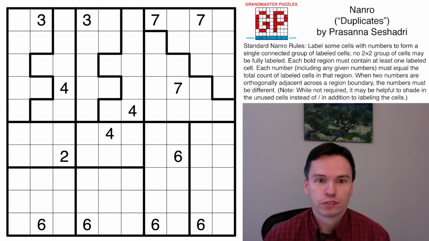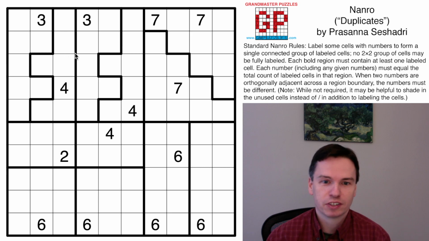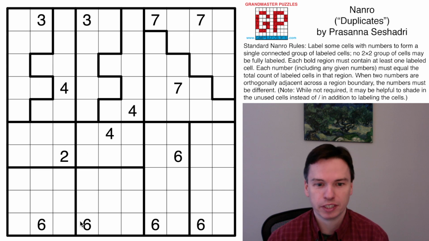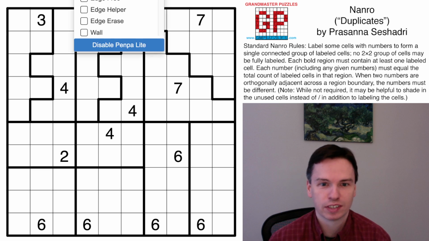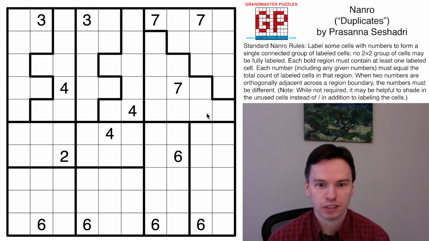We're here to talk through the solution to this Nanro puzzle by Prasanna Seshadri called Duplicates. You'll see not only do we have repeated region shapes around the grid, but across many of them we have repeated numbers. And so this is a case where mentally you can do something. I'm turning on the edge helper in PenPaw tools.